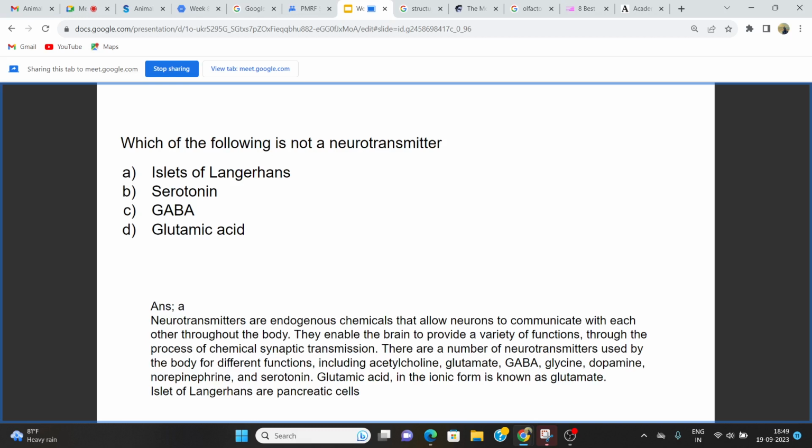So we have learned all these things, and we know that the islets of Langerhans are present across the pancreatic cells. As Arya said, they are responsible for endocrine function like release of insulin, glucagon, etc.